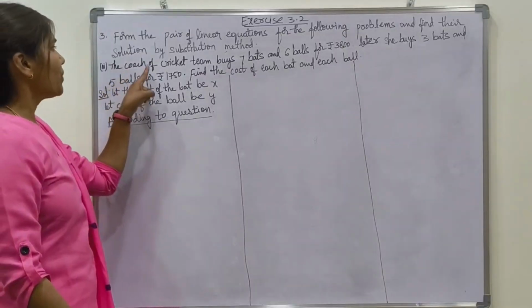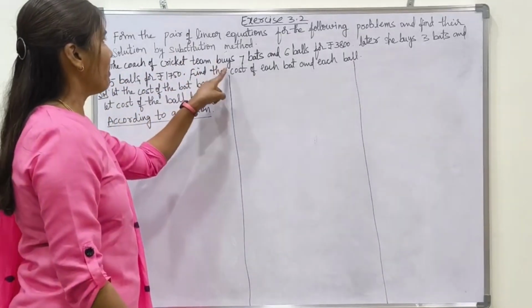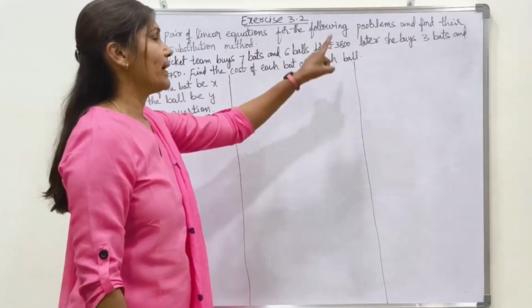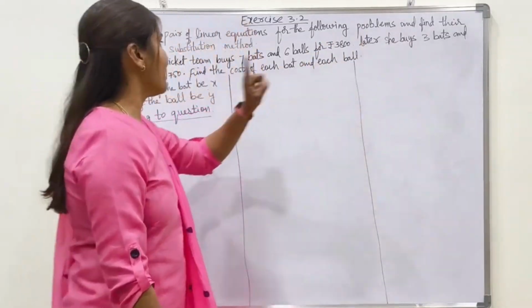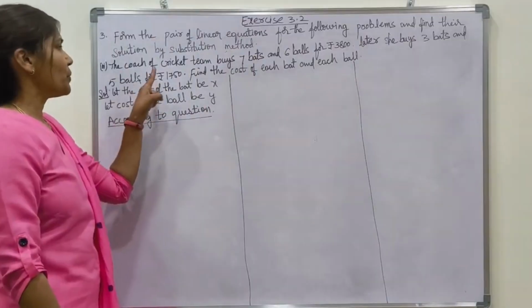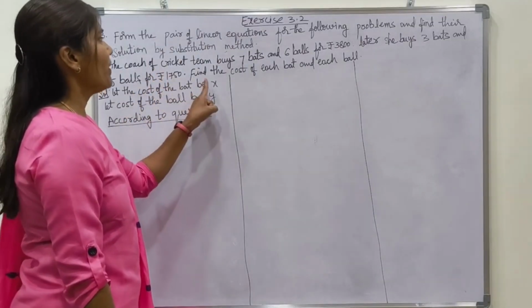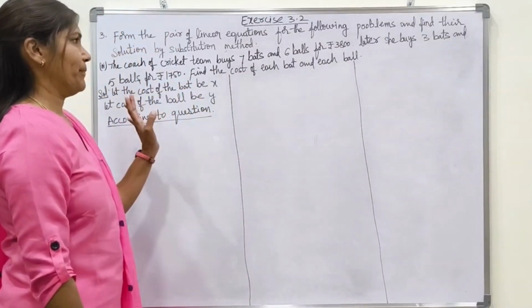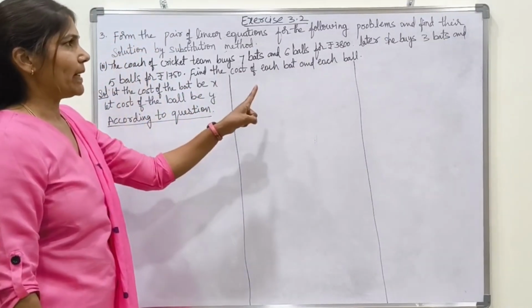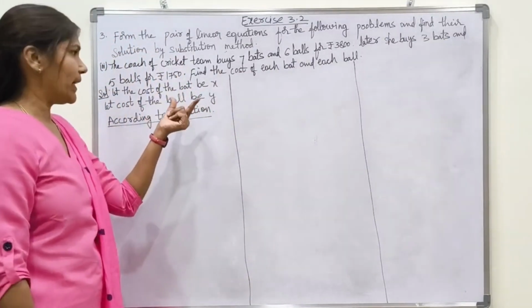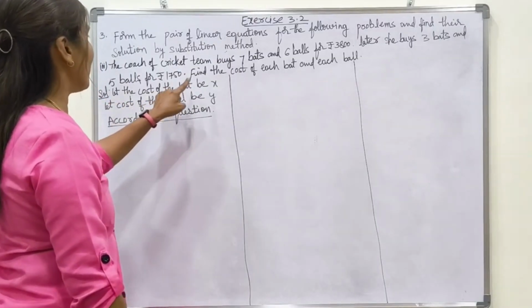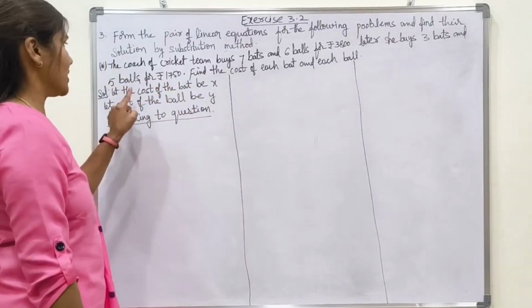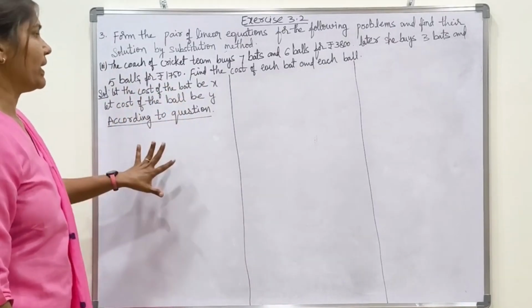Here the coach of a cricket team buys 7 bats and 6 balls for rupees 3,800. Later she buys 3 bats and 5 balls for rupees 1,750. Find the cost of each bat and each ball. So here, bat is there, ball is there. One we will take x, one we will take y. Let the cost of the bat be x. Next, let the cost of the ball be y.